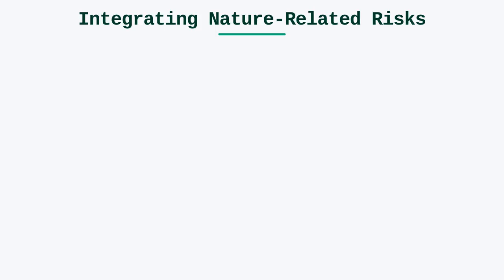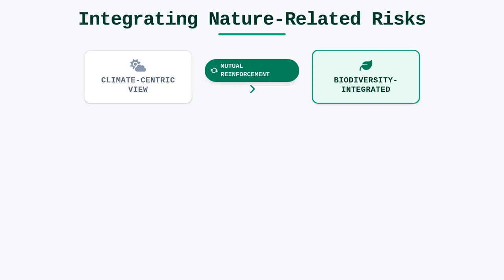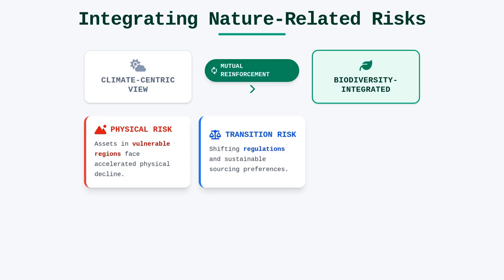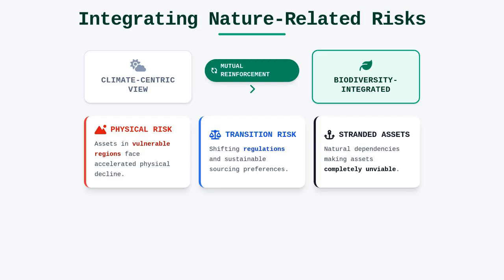Integrating nature-related impacts into your risk management framework requires moving beyond the traditional climate-centric view to acknowledge that climate change and biodiversity loss are mutually reinforcing. If we consider the corporate balance sheet, assets located in ecologically vulnerable regions face heightened exposure to physical decline, while businesses reliant on biodiversity for operational inputs face significant transition risk as regulations and consumer preferences shift towards sustainable sourcing. Companies that fail to evaluate these natural dependencies risk encountering significant stranded asset exposure, similar to carbon-intensive projects that become unviable in a decarbonizing economy.